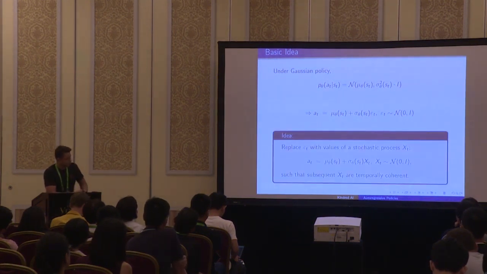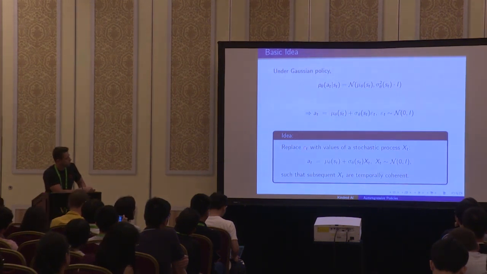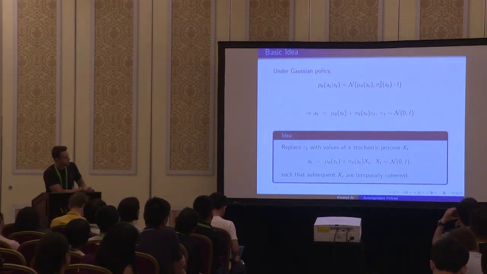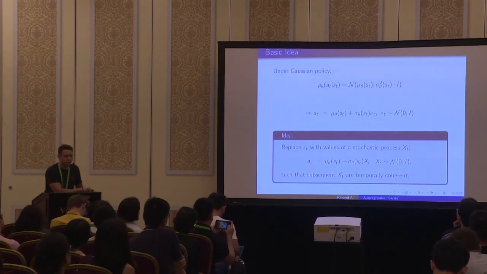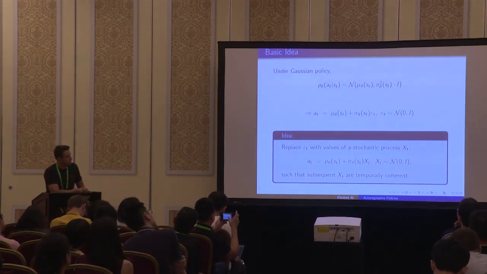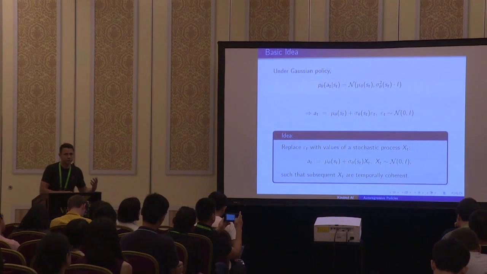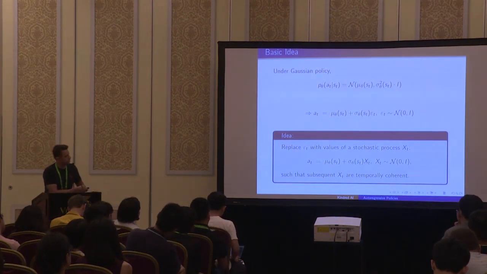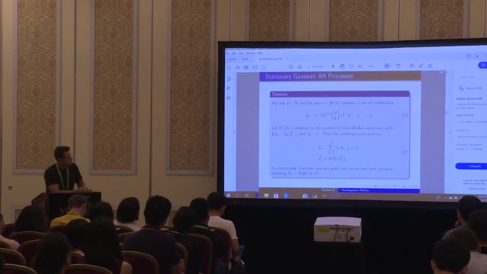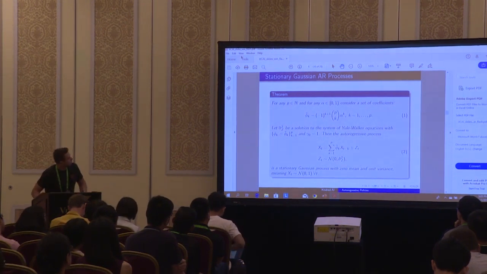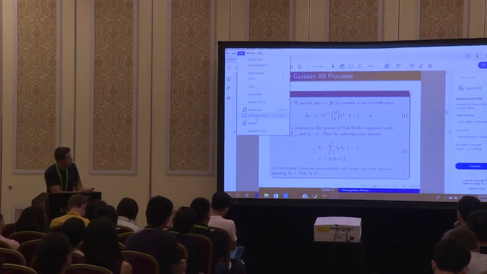So the basic idea of this work is to replace the epsilon term with the value of a stochastic process x, such that each value would also have standard normal distribution, but the subsequent values would be temporally consistent, temporally coherent. And in order to do that, we propose to use autoregressive stochastic processes.